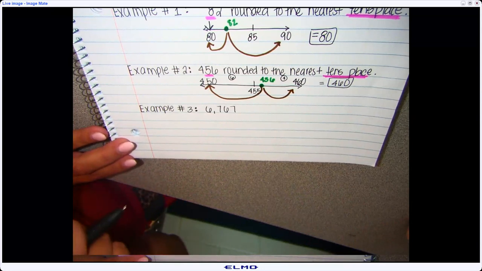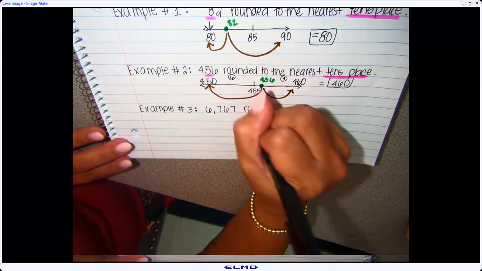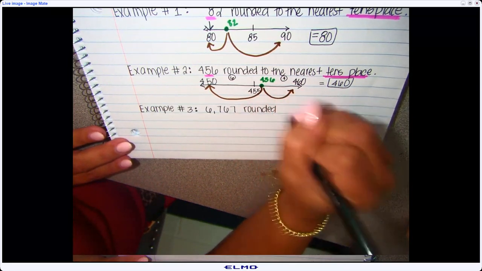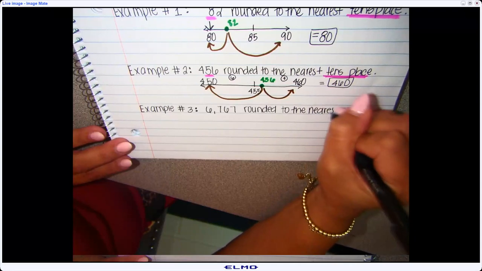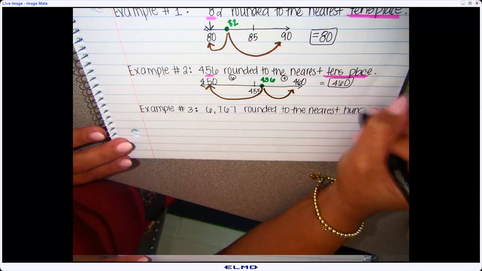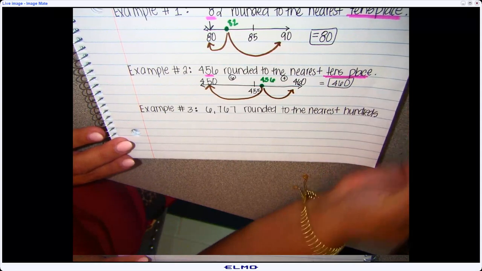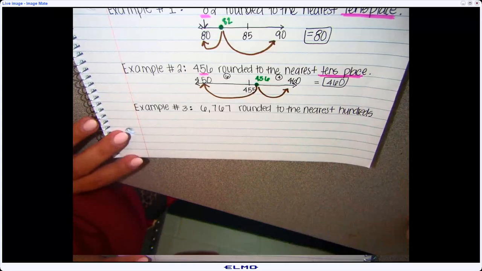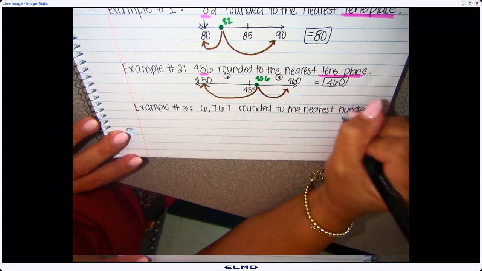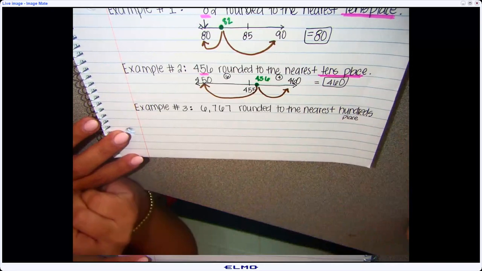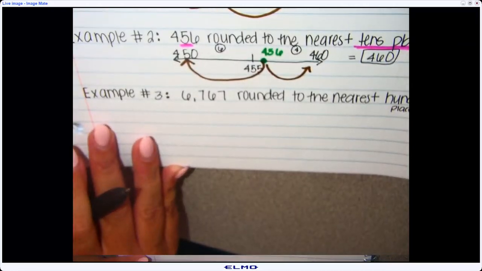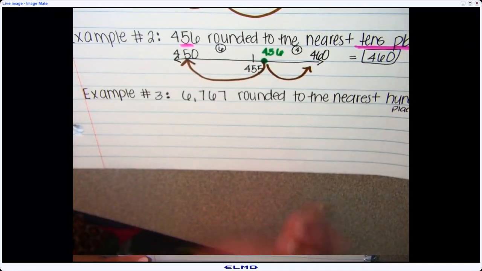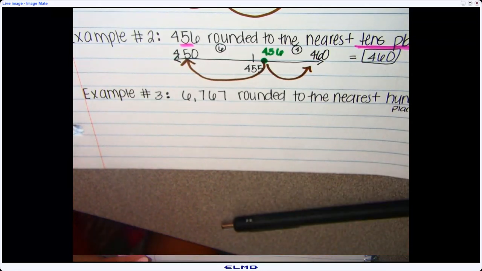But now I'm going to round to the nearest hundreds. And we're going to pretend that it says place. I don't want to waste a whole line. We're just going to write it here. So now it's 6,767 rounded to the nearest hundreds place.